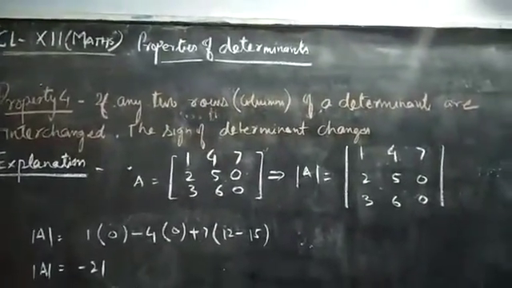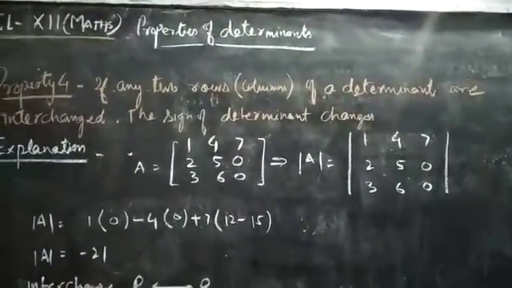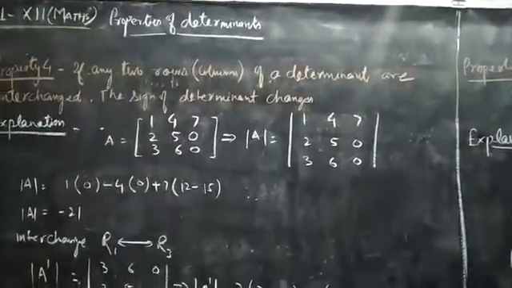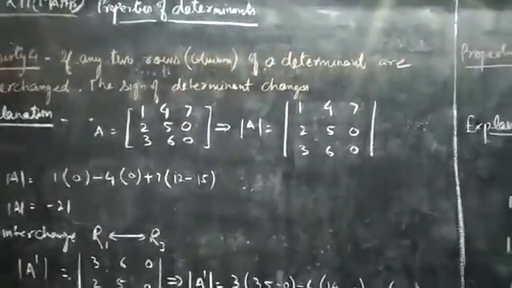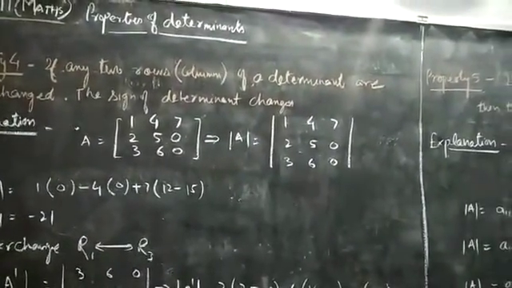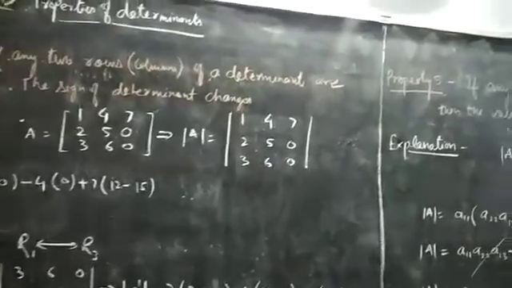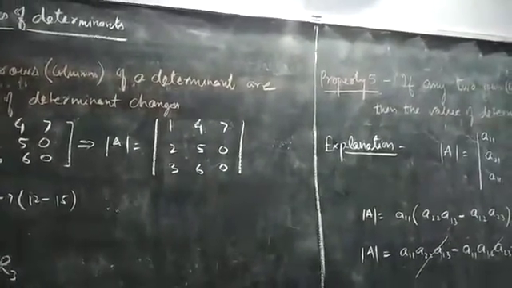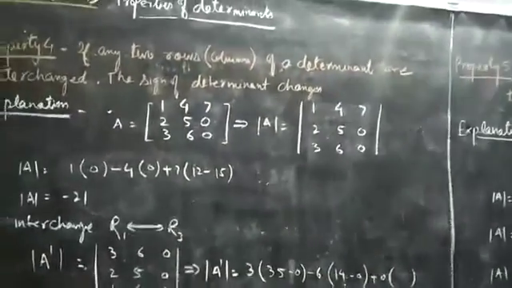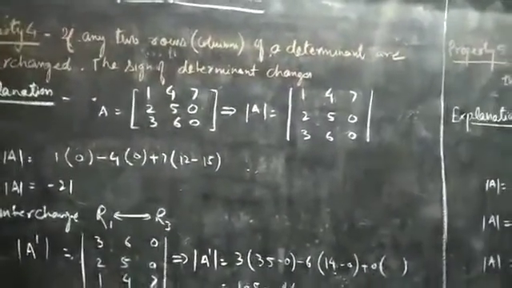Dear student, property 4: if any two rows or columns of a determinant are interchanged, then the sign of the determinant will be changed. The explanation is given. Matrix A is [1 4 7; 2 5 0; 3 6 0]. That is, determinant of A is equal to [1 4 7; 2 5 0; 3 6 0]. After calculation, the value of this determinant is equal to minus 21.